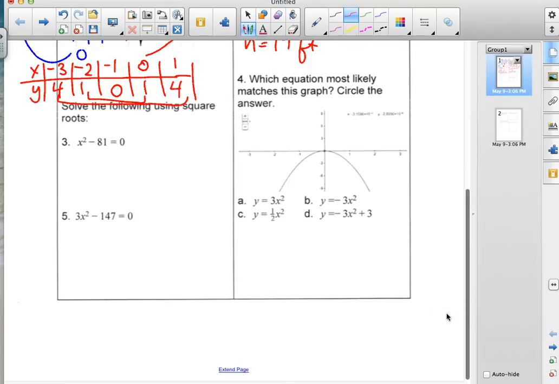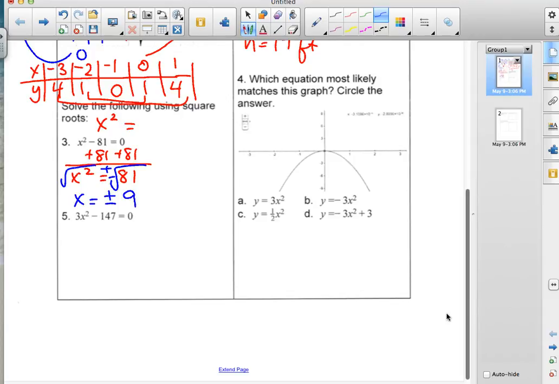All right, question 3. To solve the following using square roots. In order to square root, we need to get the x squared all by itself. So the first thing I'm going to do is add the 81 over. That gives me x squared being a positive 81. Then I can square root both sides. And remember, when we square root, we have to include a positive and a negative root. So we end up with x being positive and negative 9.